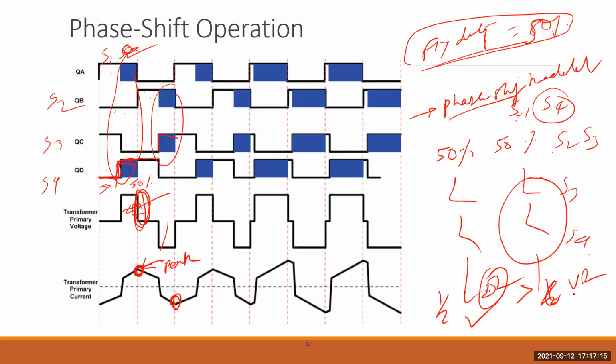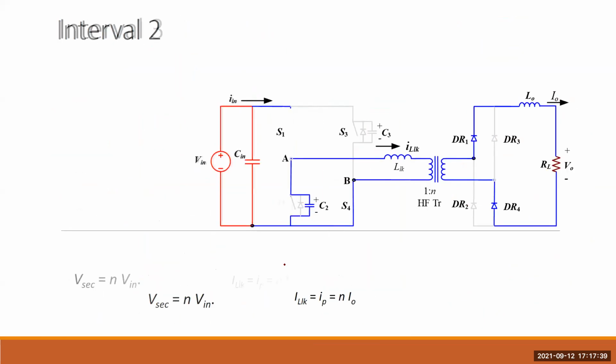Now you can see the phase shifting has changed. If the load is less, now again you are coming to say full load. So you can see that the phase difference is changing. This one is S1 and this one is S4. The difference is very less, say 5%. So you can see the peak current has increased even. The shape is changing. So this is phase shift modulation to extend the soft switching range.